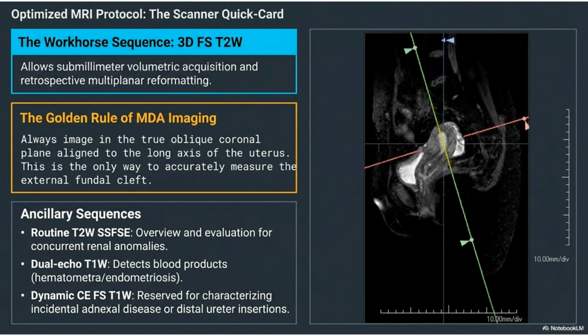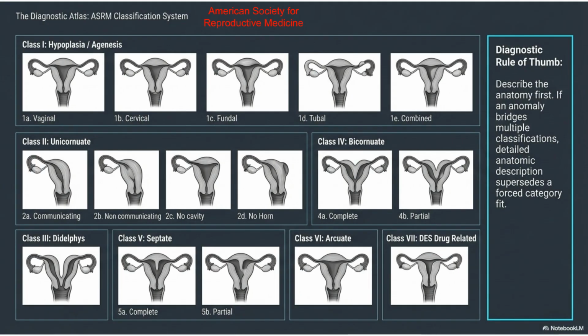For an optimized MRI protocol, the workhorse sequence is 3D-FST2W, allowing for submillimeter volumetric acquisition. The golden rule is to align the coronal plane to the long axis of the uterus for accurate measurement of the external fundal cleft. The ASRM classification system categorizes MDAs into 7 classes, from hypoplasia/agenesis to drug-related anomalies. Remember the diagnostic rule of thumb: describe the anatomy first, as a detailed anatomic description supersedes a forced category fit.